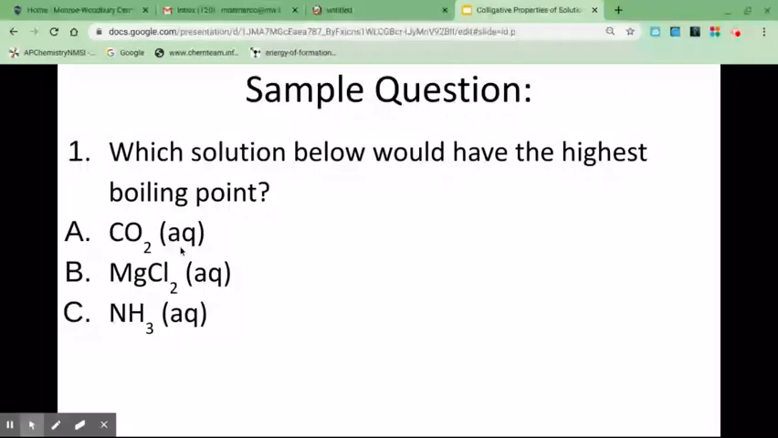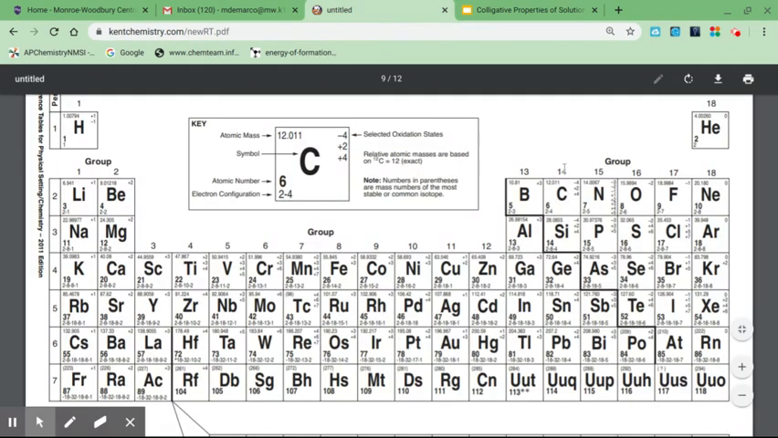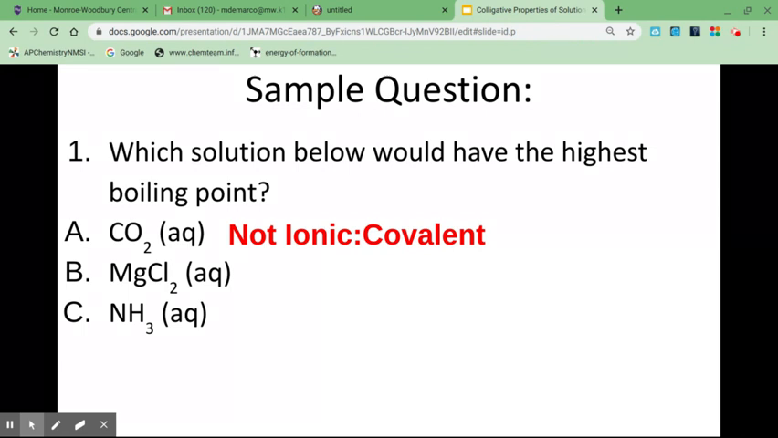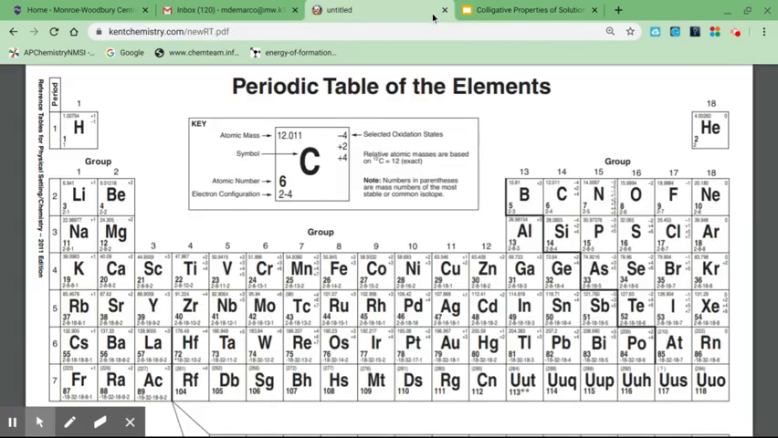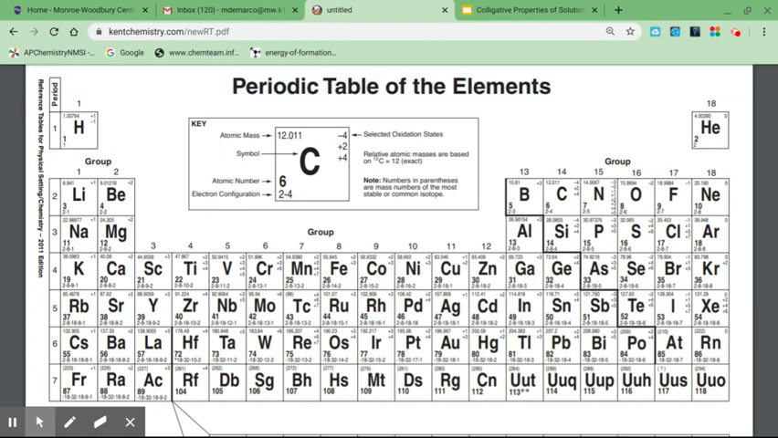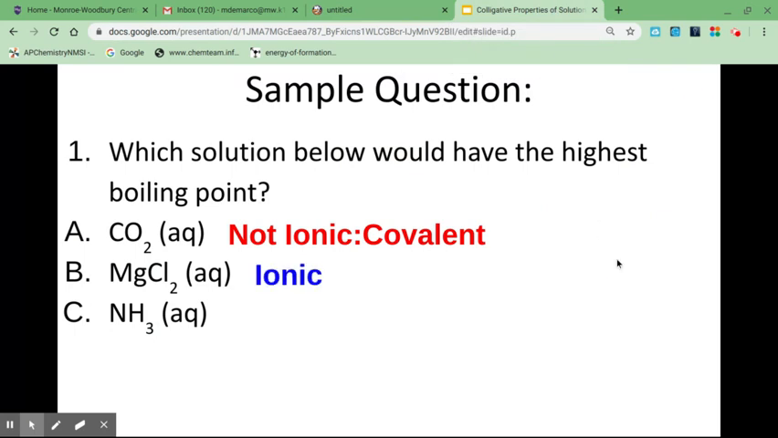So CO2. If you forgot that CO2 is covalent, well, we could take a look. On the periodic table, carbon is on the right, oxygen is on the right. Two right elements coming together are always going to be covalent. So that's not ionic. The second choice, B, MgCl2. If you haven't caught on, you need to look it up. Mg is on the left side. It's a metal, which makes it automatically ionic, but it also has chlorine on the nonmetal side. So that is going to be ionic.